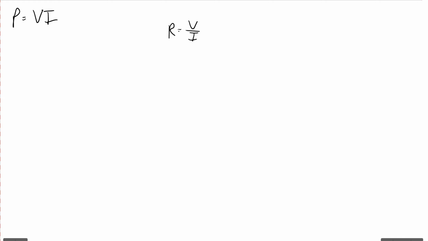R is V over I. I is going to be V over R. And V is equal to I times R. So you just plug in each version of the formula. So let me show you what I mean.